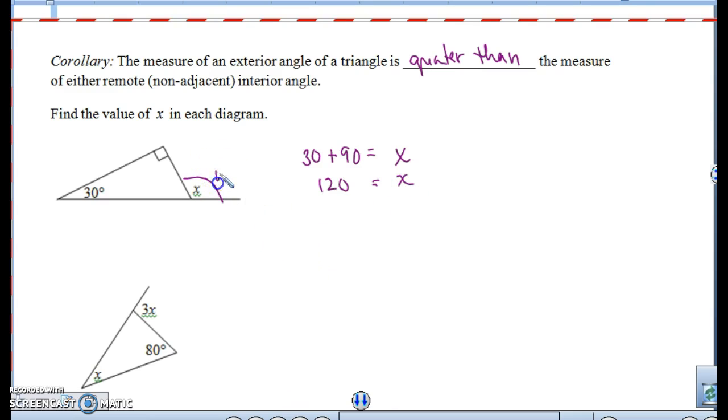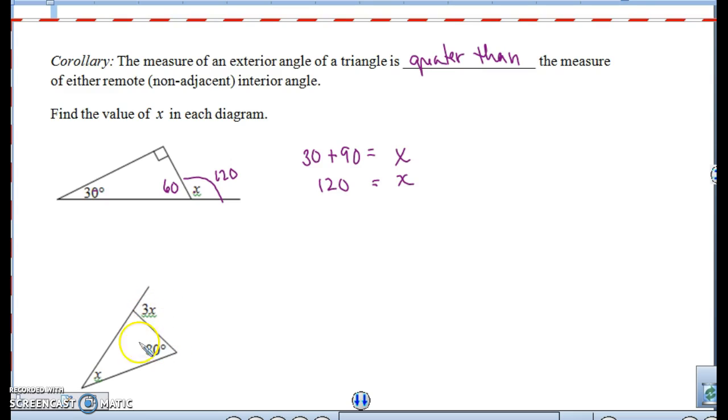So that's 120. Now, if we didn't know that, we could also say 30 and 90 is 120, making this 60, and then 60 and 120 is 180. But if you know this theorem, you've already got this figured out. Now, we could figure this out by supplements on this one, but could we do it on this one? Well, not really, because we have x out here and we have x in here, so that's not going to work. So let's use our other theorem.